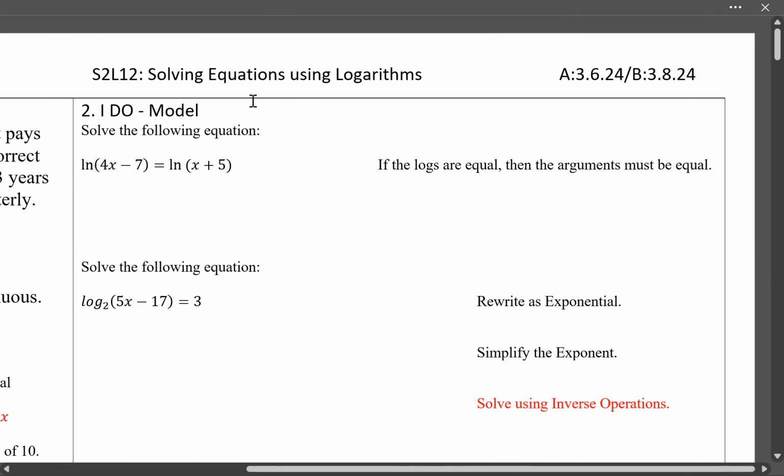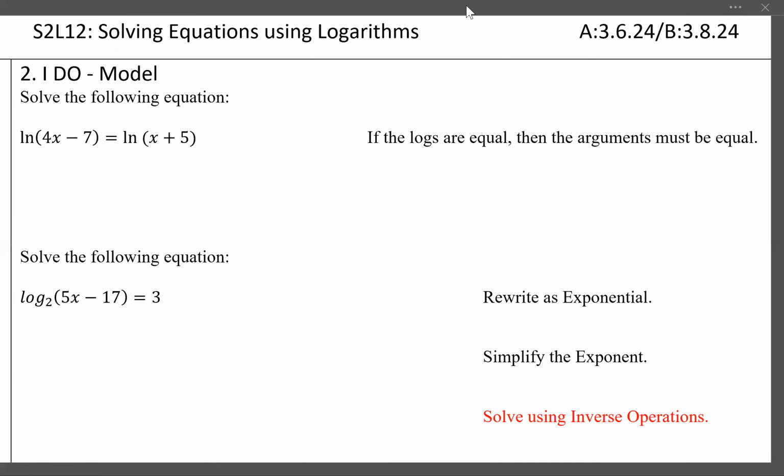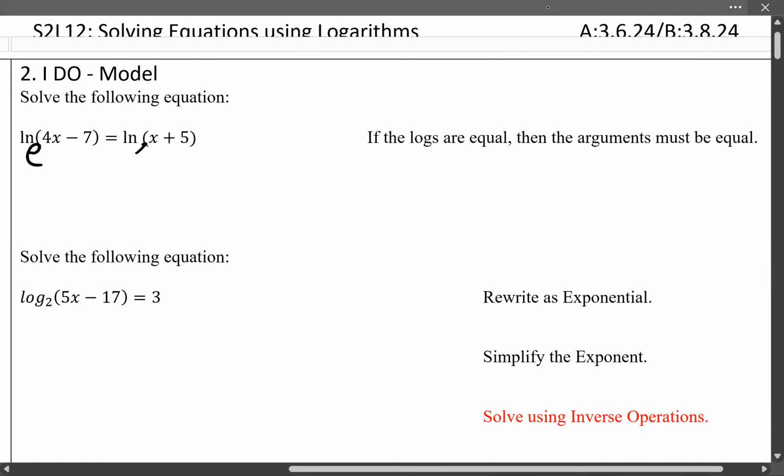For the first one, solve the following equation. This one's really easy. This says the natural log of 4x minus 7 equals the natural log of x plus 5. Those are with a base of e.